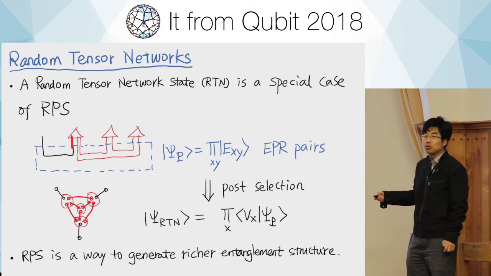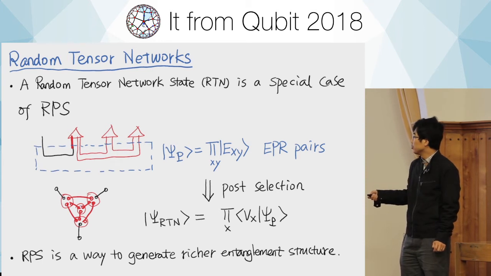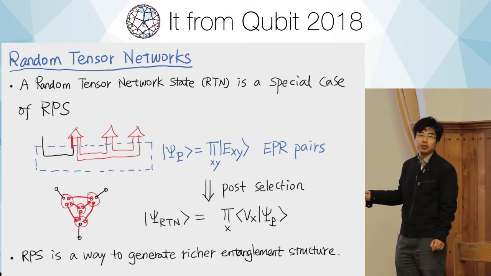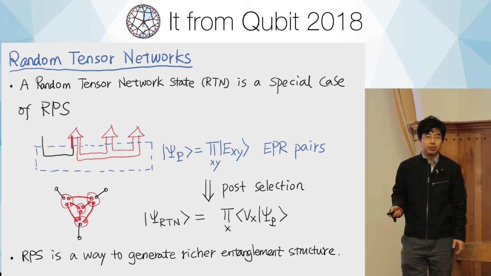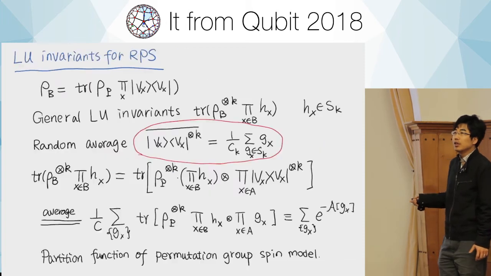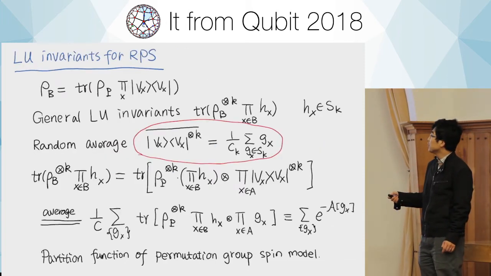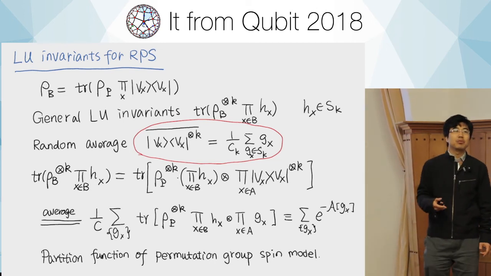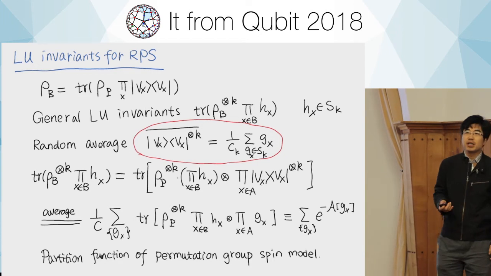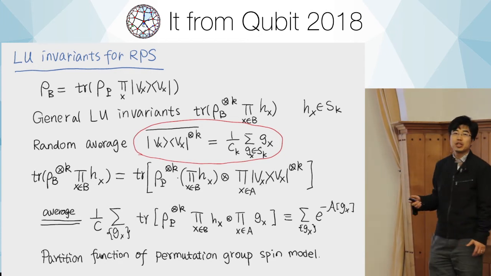Then the projection removes these auxiliary qubits from the Hilbert space, but also mediates some more non-trivial entanglement between the physical qubits. So that's the special case of this random projected state. Okay, so now let's see why these states are useful. It's mainly useful because we have some way to calculate their entanglement properties, at least in the sense of a random average. So let's look at these local unitary invariants which are polynomial.